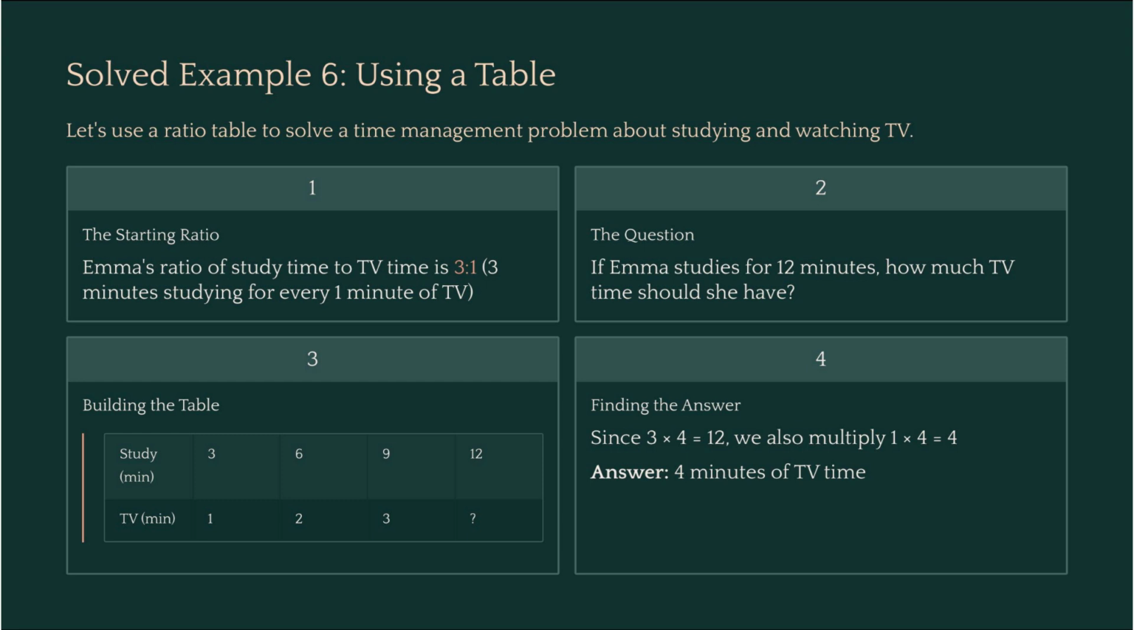That's your scaling factor. You must do the exact same thing to the TV row. We multiply the TV minutes, 1, by 4 as well. 1 times 4 equals 4. So 12 minutes of studying is equivalent to 4 minutes of TV. The ratio table helps us quickly find that missing value.